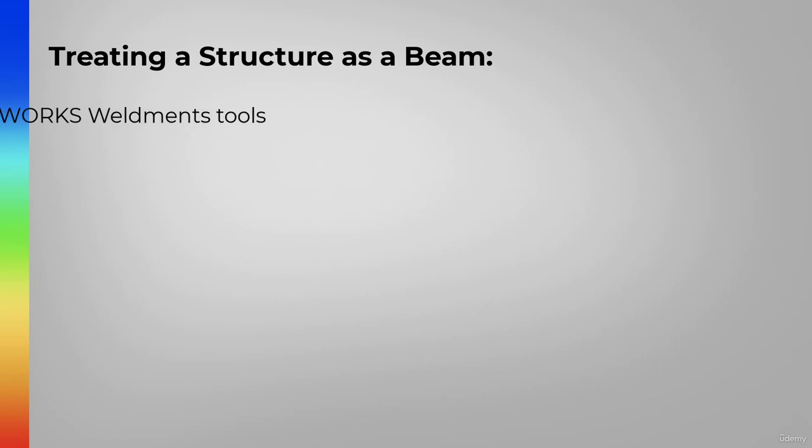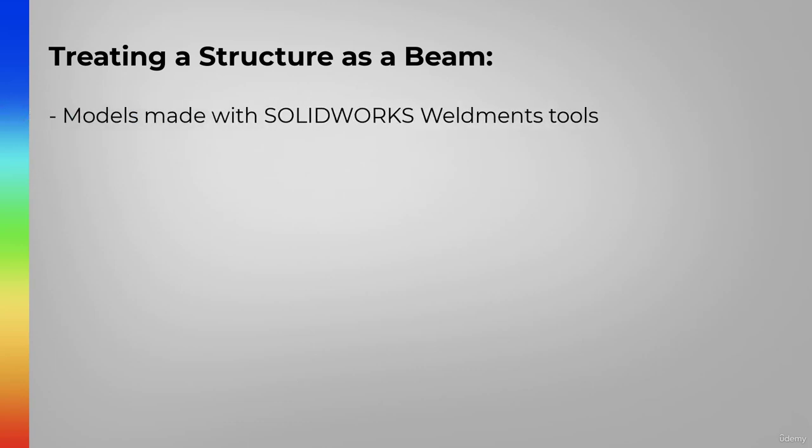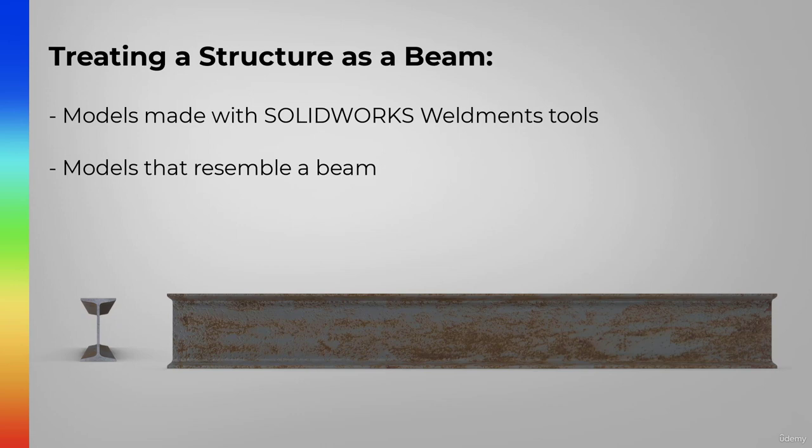There are two main cases in which we might want to consider treating our object as a beam. The first one is, suppose the model was created using Weldments within SOLIDWORKS CAD tools. In that case, SOLIDWORKS will automatically interpret your model as a beam because this is what Weldments are mostly about. The second case is this. Suppose we have a 3D solid model that resembles a beam, meaning a long part with uniform cross-section. In that case, we can specifically ask the software to treat the model as if it was a beam.